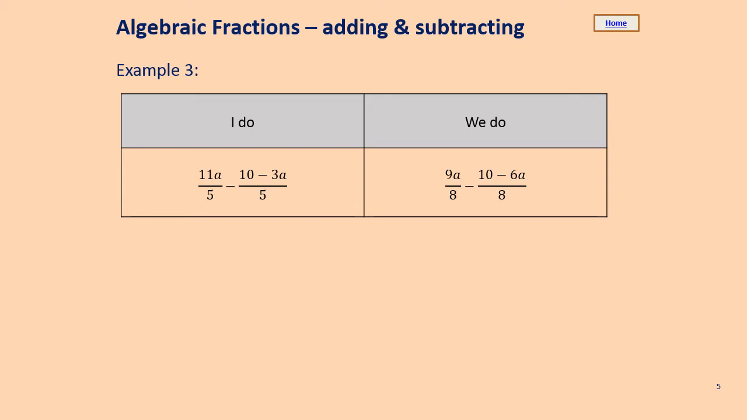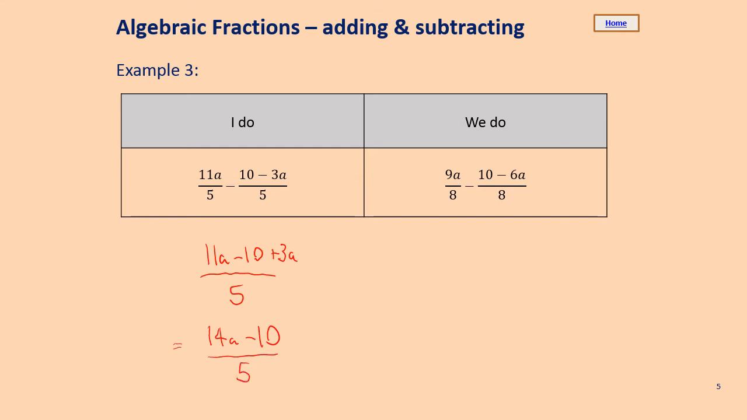But we do have 5 on both fractions, so we can write these two as one fraction over 5. So I'm going to start writing 11a, and it's minus 10. This is where we need to be really careful because we're subtracting this fraction, so we've subtracted the 10, but here because we're minusing negative 3a, that's actually going to turn into positive 3a, so we need to be really careful there. Okay, so now we're going to collect the like terms. 11a plus 3a gives 14a minus 10, and that's all over 5.